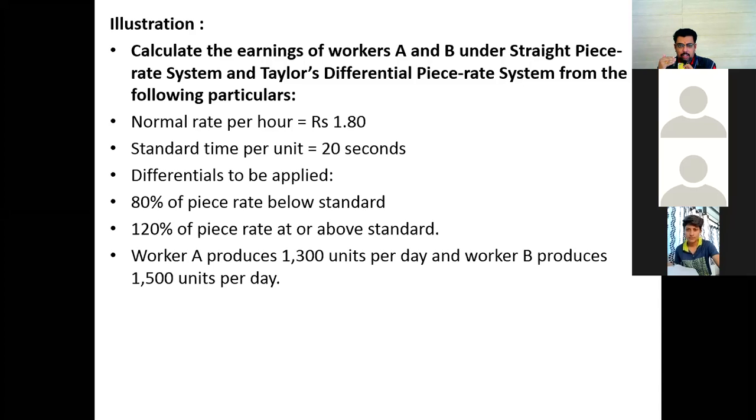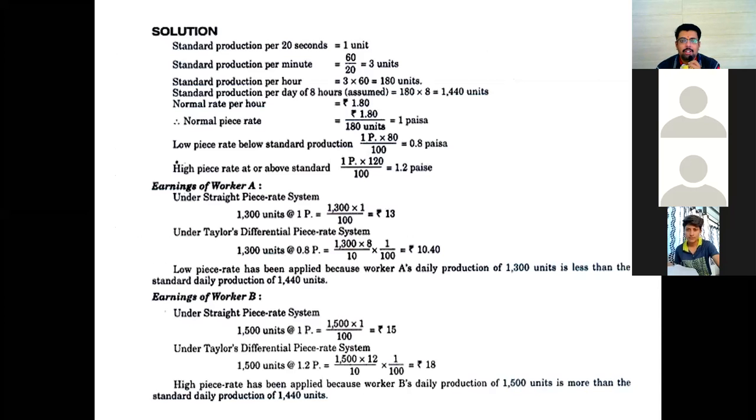Then worker A produces 1300 units per day, and worker B produces 1500 units per day. How are you going to calculate this? Here is the formula: standard production per 20 seconds is 1 unit. Every 20 seconds they need to complete one unit of production.